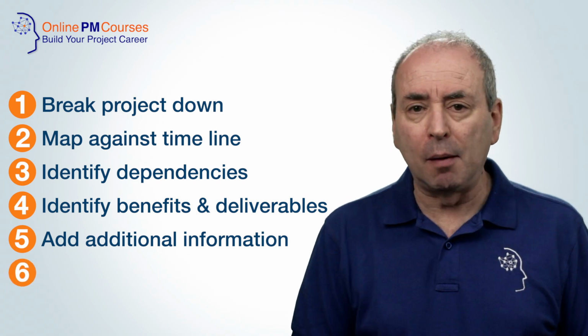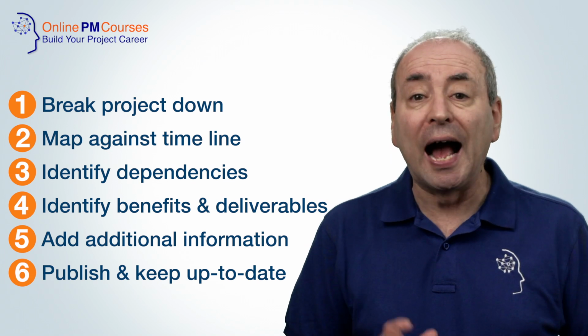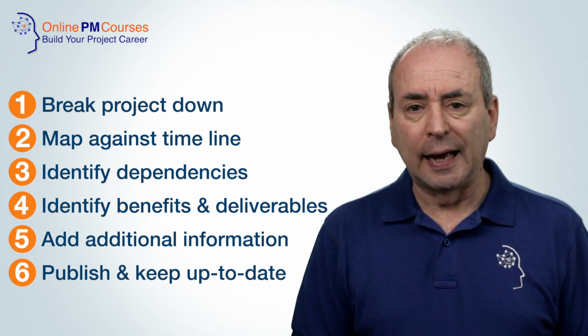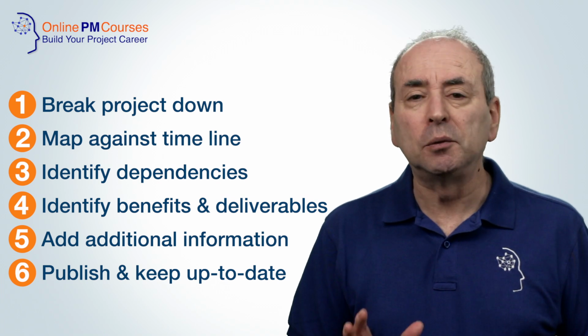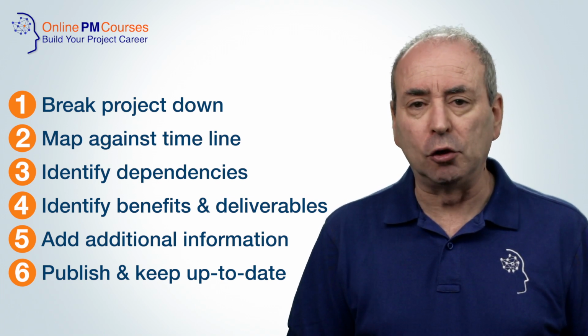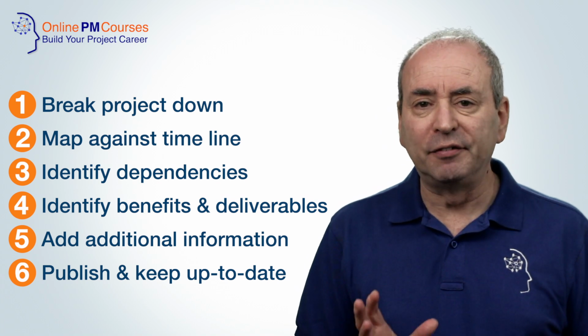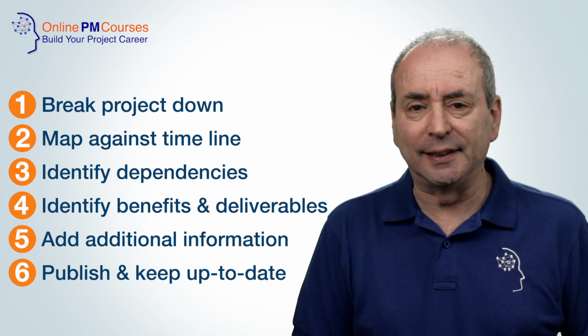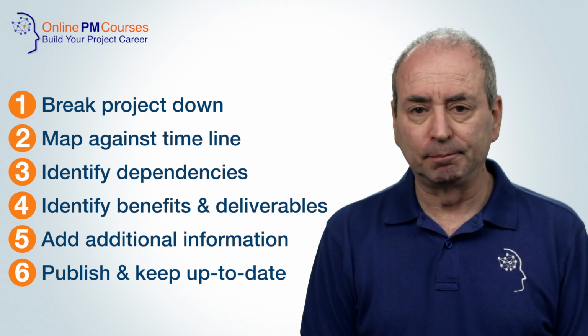Finally, step 6 is to publicise your roadmap, make it highly visible, and then to keep it up to date. As your project progresses, things will change and you might need to change your roadmap. It's a perfect way to communicate the strategic changes that are happening on your project. So, a project roadmap. You could view it as a simplified version of your project plan, but I prefer to think of it as a strategic view of your project plan. Whichever approach you take, however, a project roadmap is a valuable tool for all project managers.